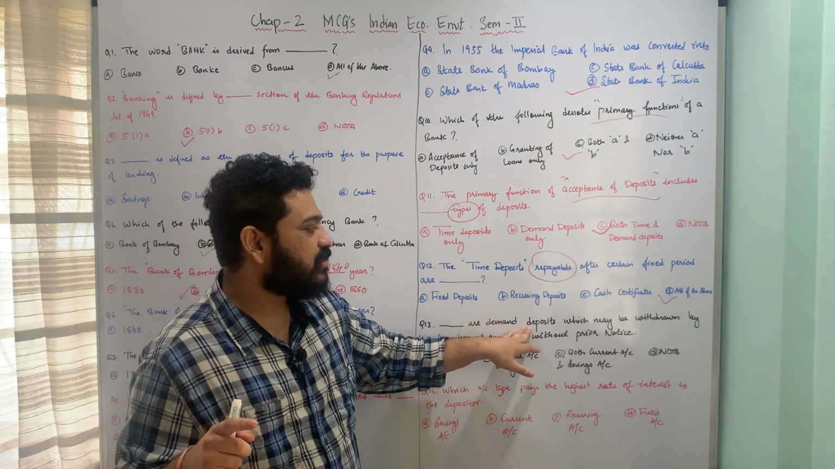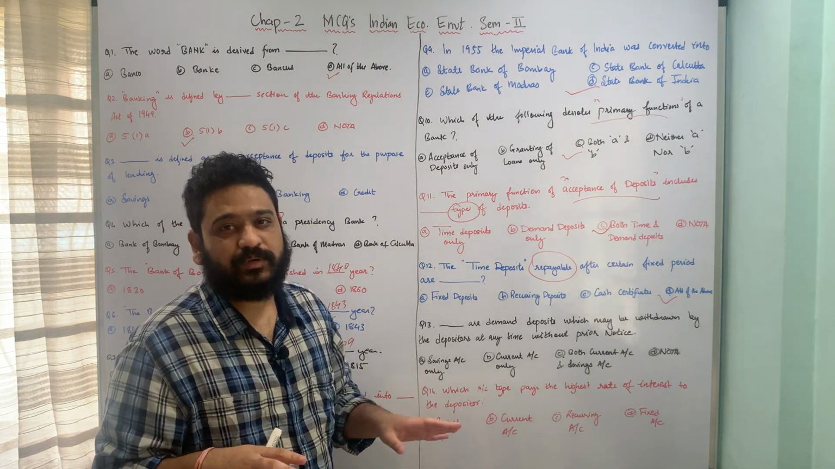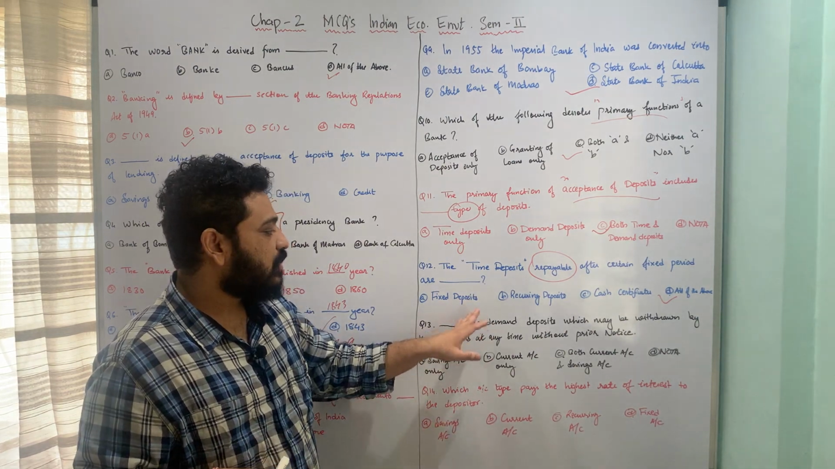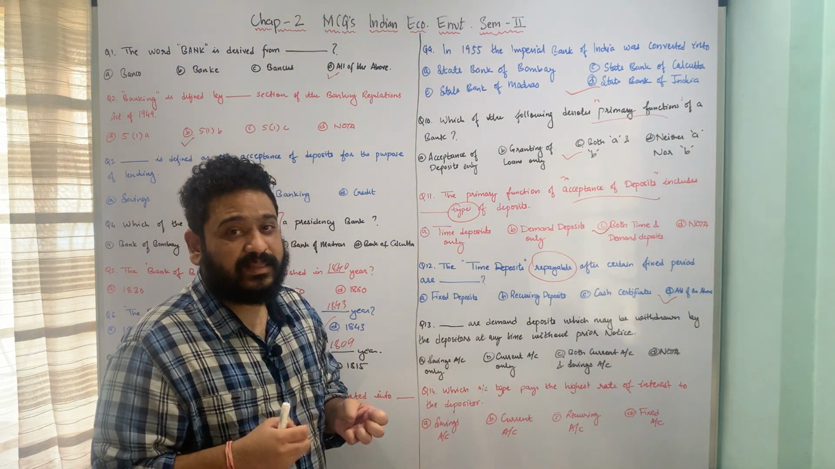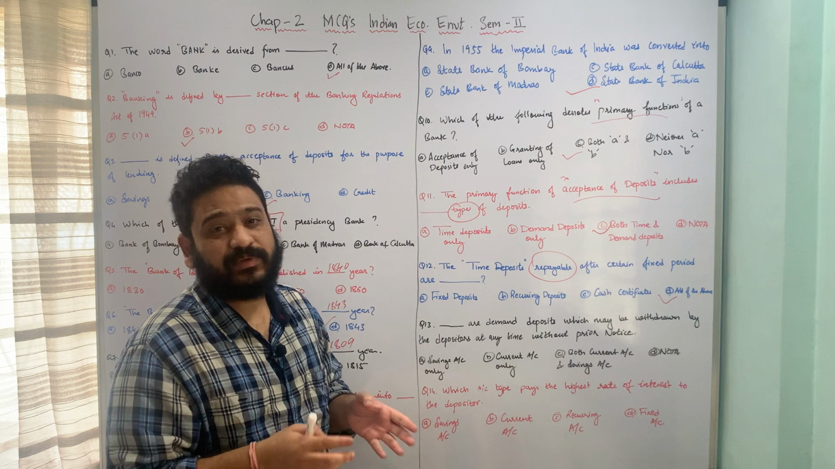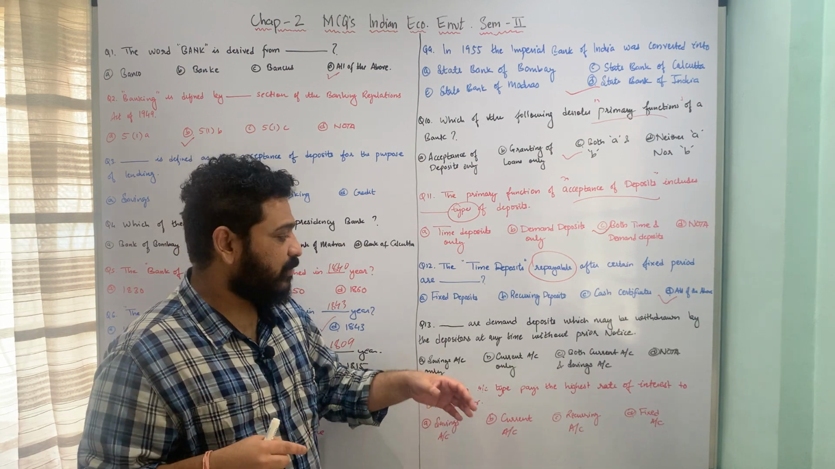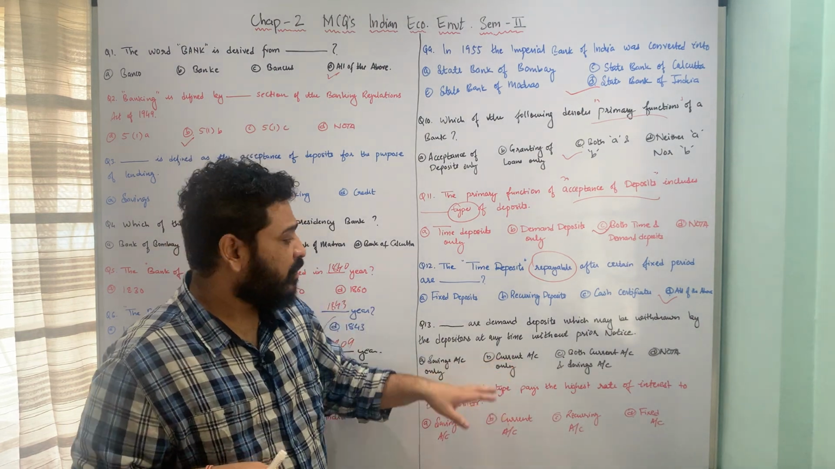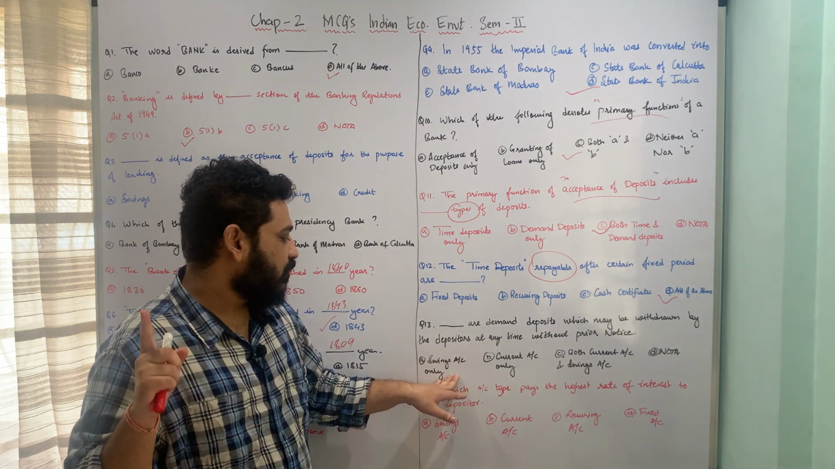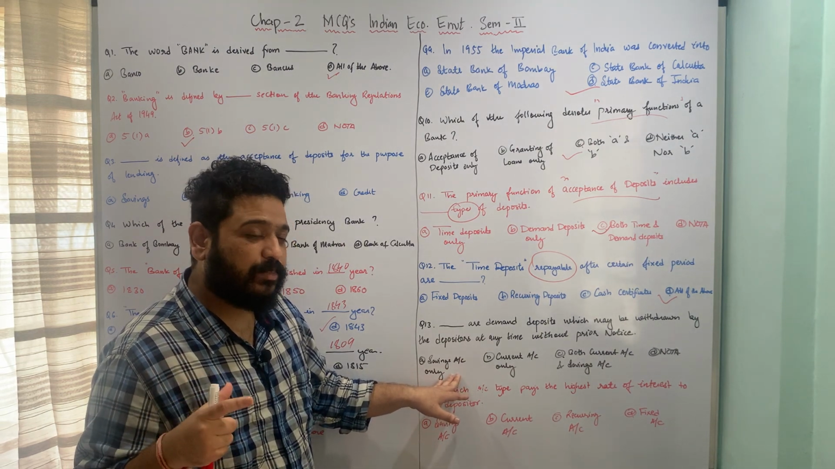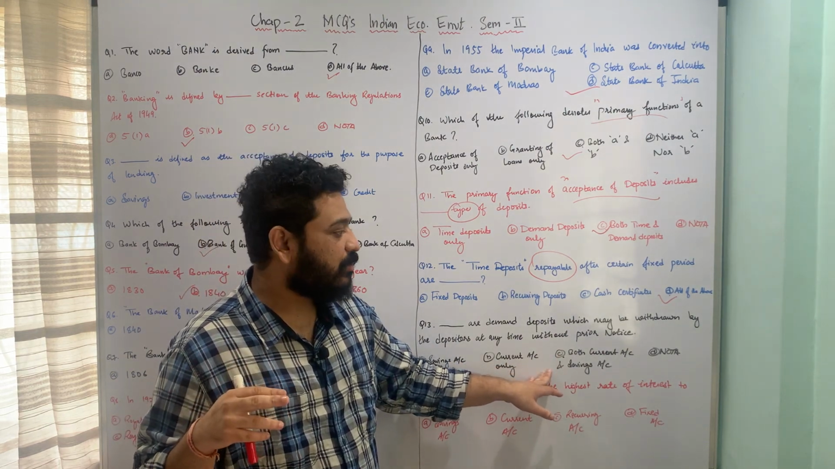Dash are demand deposits which may be withdrawn by the depositors at any time without any prior notice to the bank. So which are the demand deposits which can be withdrawn by the depositor without giving any notice to the bank at any particular time? Let us look at which of the following talks about that. The underlying options are A, savings account deposits, B, current account deposits, C, both current and savings account deposits, and D, none of the above.